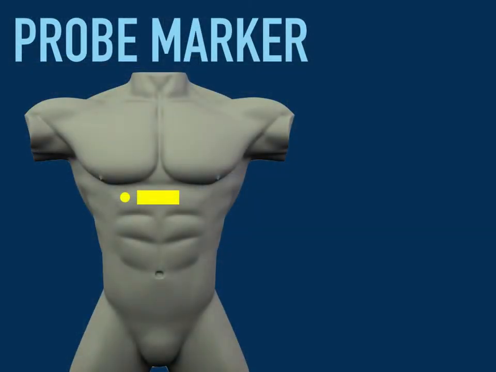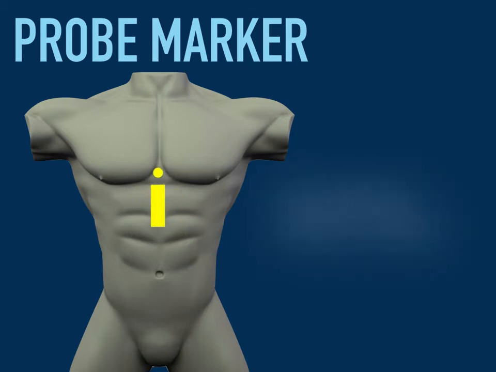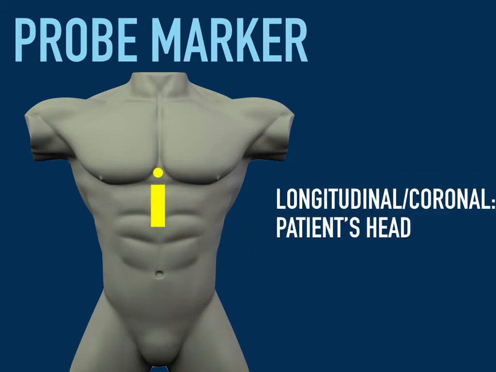Remember that any time we are going to cut our patient in a transversal axis or a transversal view, we're going to point the probe marker towards the patient's right. When we need to assess the longitudinal axis, no matter if it's a pure sagittal or a coronal view, we are going to place the probe marker towards the patient's head.